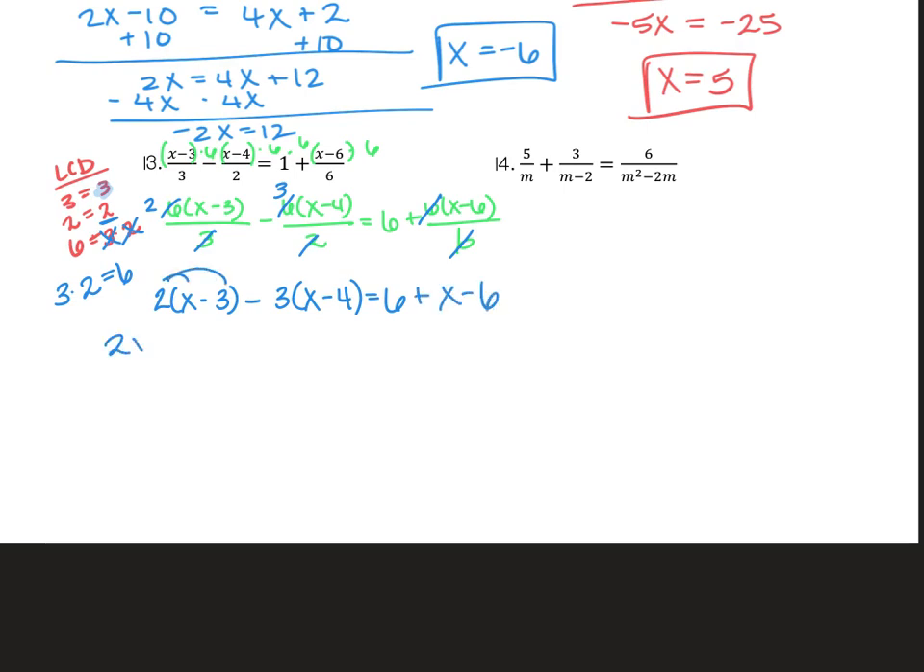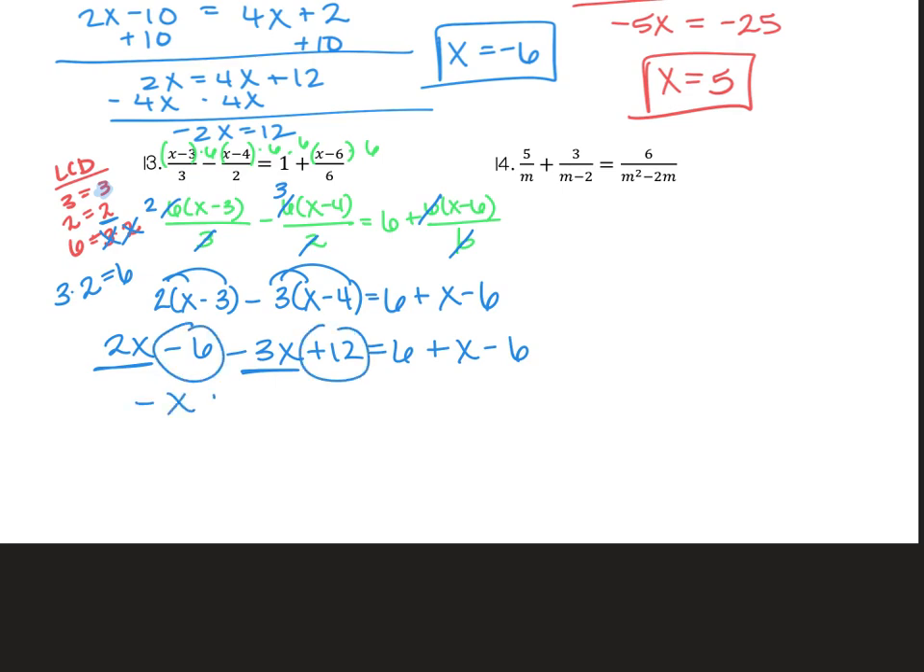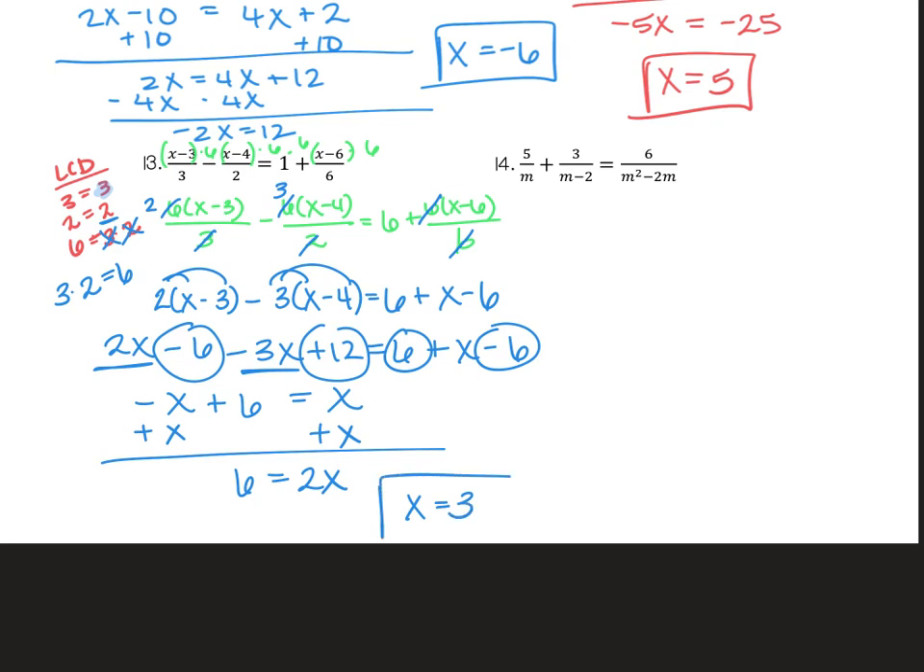Distribute, so 2x minus 6 minus 3x plus 12 equals 6 plus x minus 6. Combine like terms, so 2x minus 3x is negative x. Negative 6 plus 12 is plus 6. 6 minus 6 is 0, so I'm just going to put an x. Add x to both sides. 6 equals 2x, so x is 3.